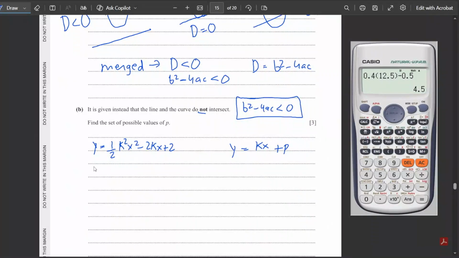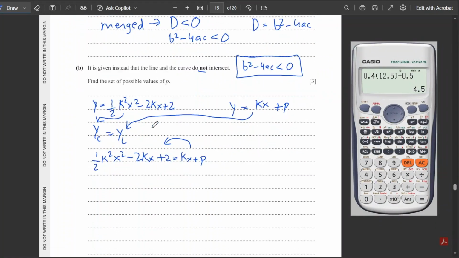So how we can do that is we say yc is equal to yl, and then instead of yc we put this curve equation. Instead of yl we put that line equation. So we get 1 by 2 k squared x squared minus 2kx plus 2 equals kx plus p. So let's move everything to one side of the equation. I'm going to get 1 by 2 k squared x squared minus 2kx minus kx plus 2 minus p is equal to 0.